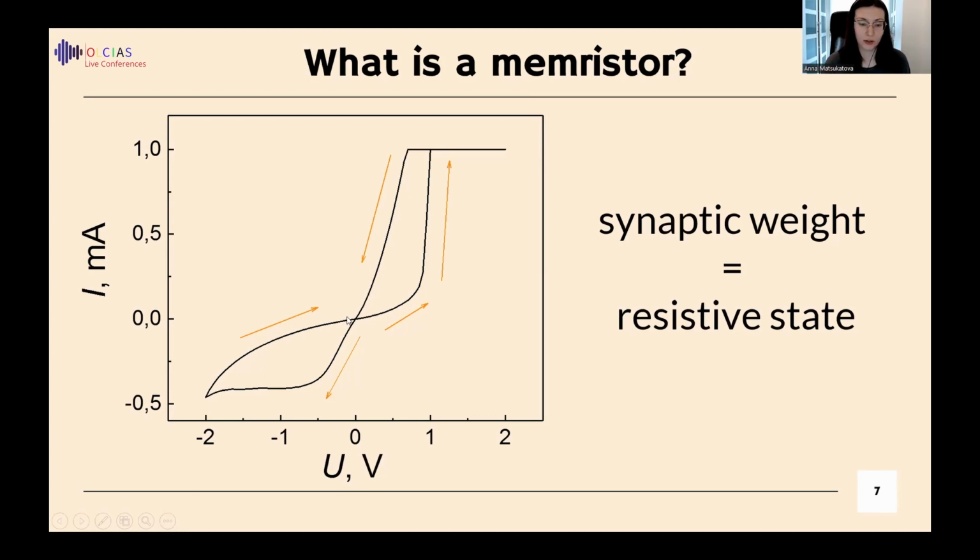So this is a kind of hysteresis curve that is very typical for memristive structures. And we can see that with the applied voltage, we can change the state of the memristor from a high resistance state to a low resistance state. And here it is also highlighted once more that in this way, the resistive state of the memristor represents the synaptic weight.